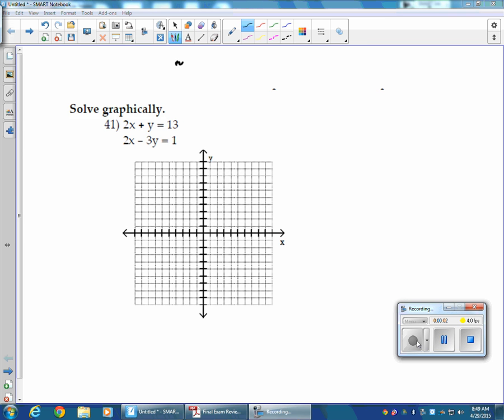I was mistaken yesterday when I said we were done. Here we go with number 41. So, starting with 41, they want us to solve this system graphically. So what you want to do is put them both in y equals form, and then you can either use your calculator to find where they intersect, or you can draw it out on paper.